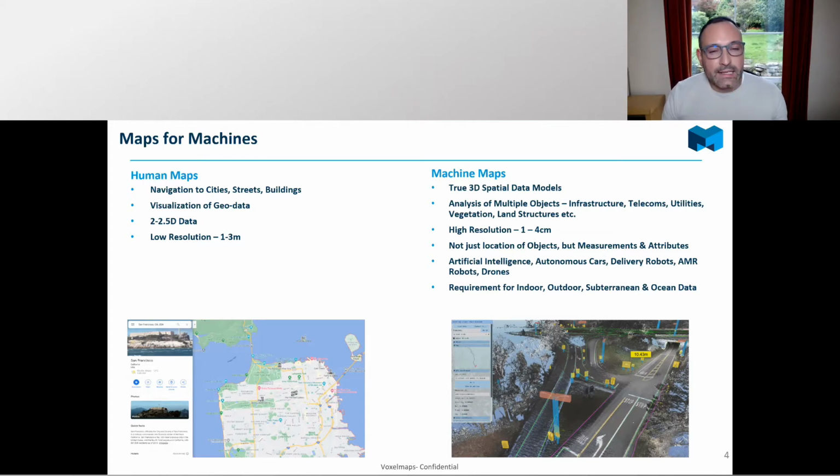There are some 3D aspects, but still it's pretty small. And it's pretty low resolution. So we're talking 1 to 3 meters in terms of accuracy. And for most human applications, that's totally fine. We can decide where we want to walk or where we want to drive.